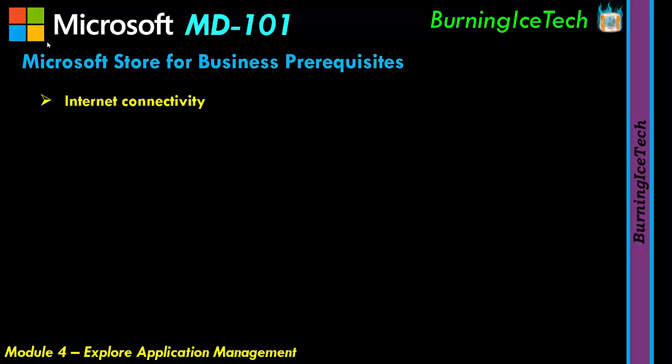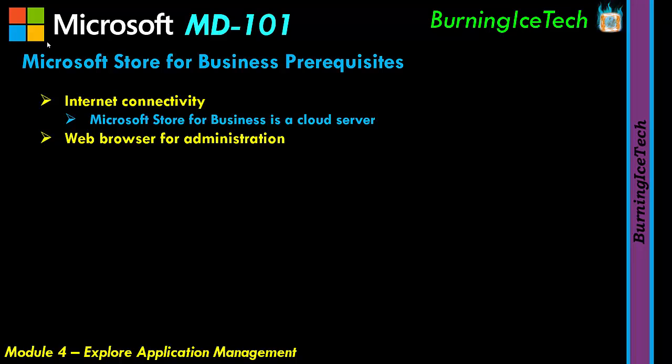Don't shoot me. So as I mentioned briefly earlier, the Microsoft Store for Business is a cloud service. It's all running and happening somewhere else on Microsoft servers in this case. So with that in mind, for you to access it all and to make use of it, you need to have internet access. The second prerequisite is a web browser for administration. Please note though, this is however not required for accessing the Microsoft Store for Business apps.